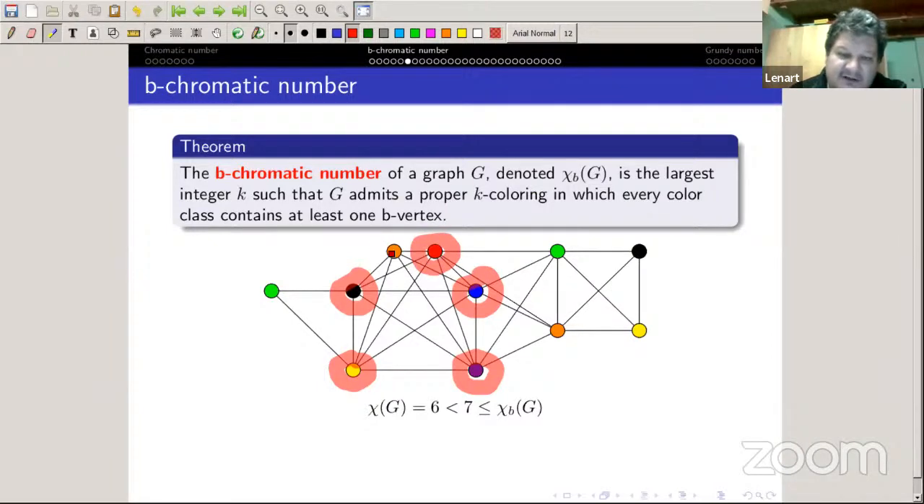But this orange one, in this clique, is not a b-vertex because it has no green neighbor. But this vertex is a b-vertex of orange color, and this is a b-vertex of green color. So we have a b-coloring with 7 colors, which means that 7 is a lower bound for φ_b of this graph G. And we recall that the chromatic number was 6. So we can have, of course, different values of these two parameters.